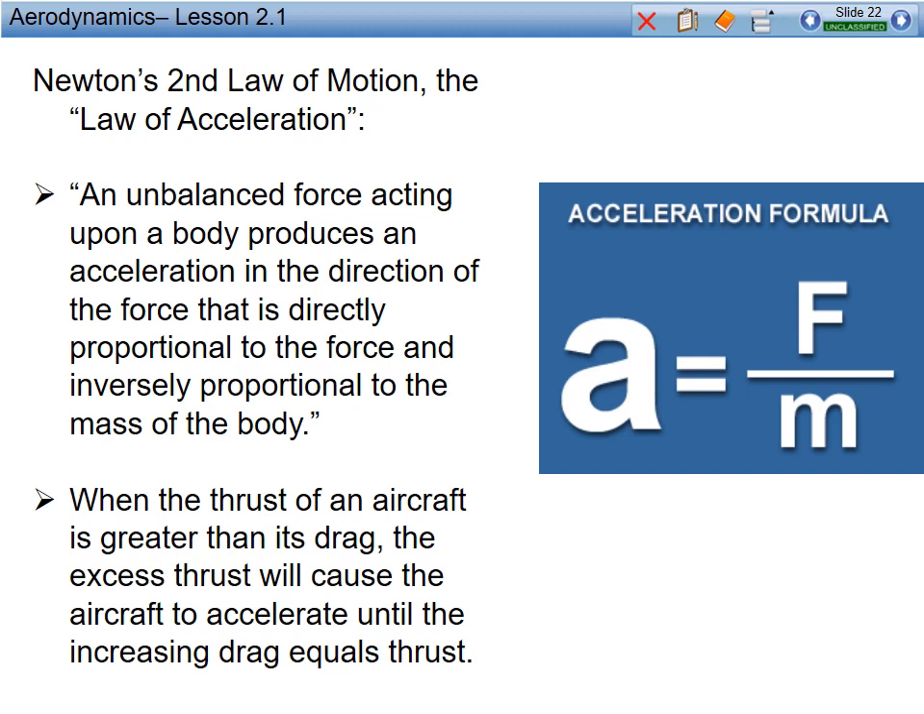The second law of motion is the law of acceleration, which states an unbalanced force acting upon a body produces an acceleration in the direction of the force that is directly proportional to the force and inversely proportional to the mass of the body. When the thrust of an aircraft is greater than the drag, the excess thrust will cause the aircraft to accelerate until the increasing drag equals the thrust, and once again I find equilibrium.